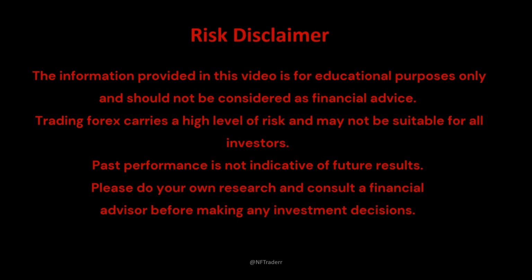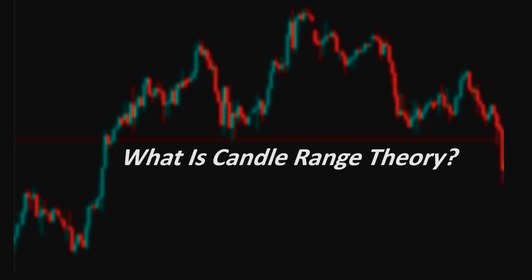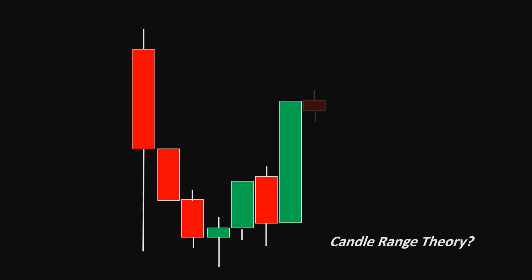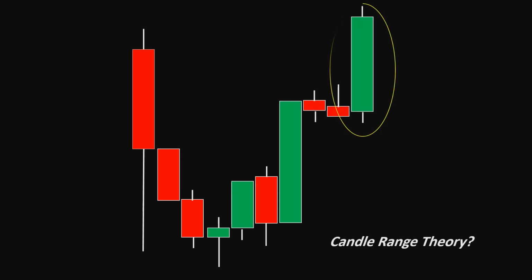What is candle range theory? Let's start with the basics. Imagine a strong bullish candle has just formed. That candle has a high and a low. This becomes the range we'll be watching. Once it closes, there are really only two things that can happen next.